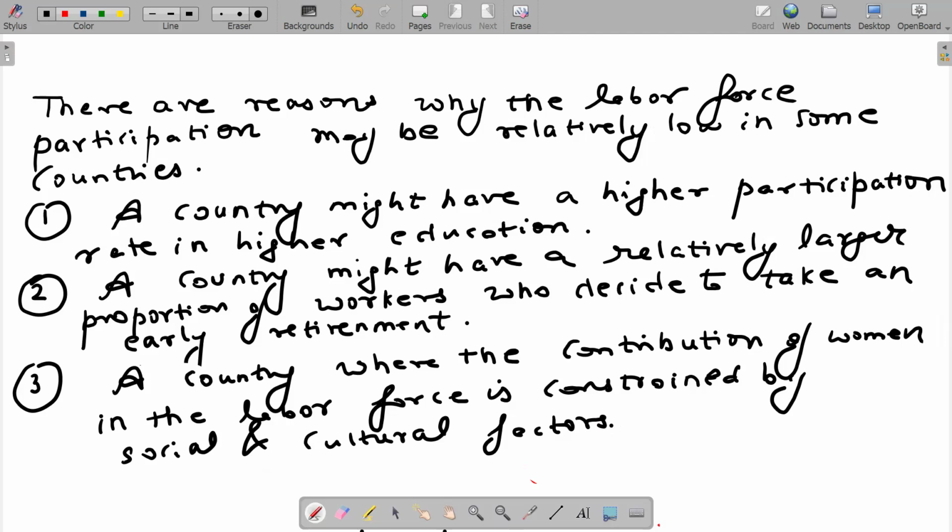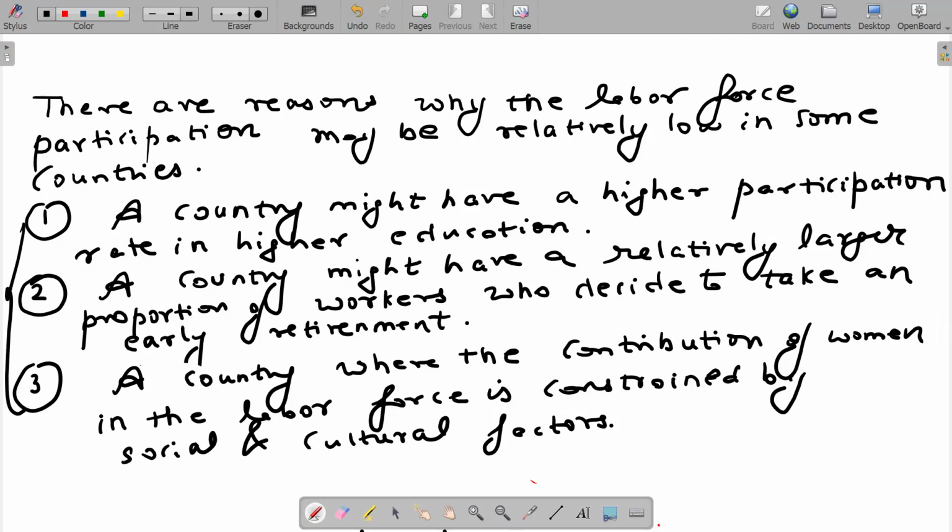So even though they were in the working age bracket, because of social pressures, society pressures, or a given culture, they were not allowed to work, which in turn led to a lower labor force participation. Okay, so these are three good reasons why the size of the working age population might be high, but the labor force participation would be low. Just because you want to pursue higher education, or you decide to retire early in life, or you are a woman who is not allowed to work.